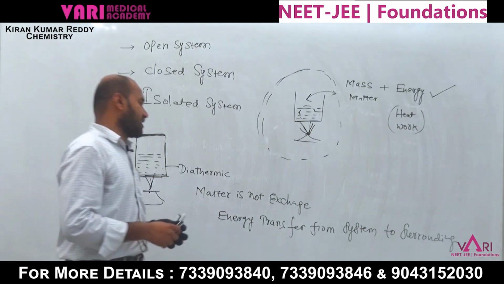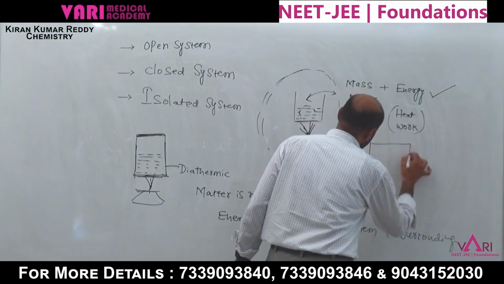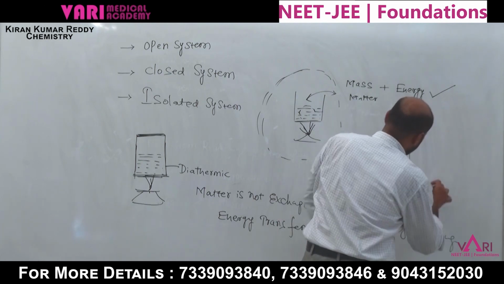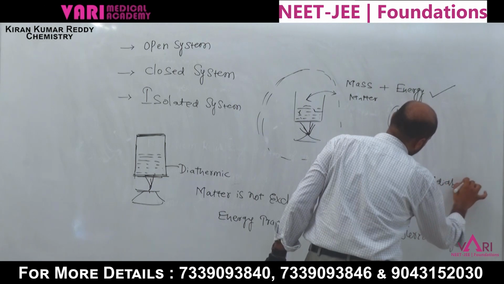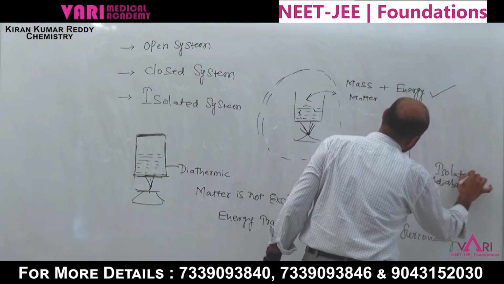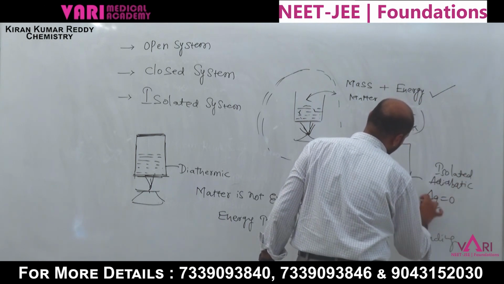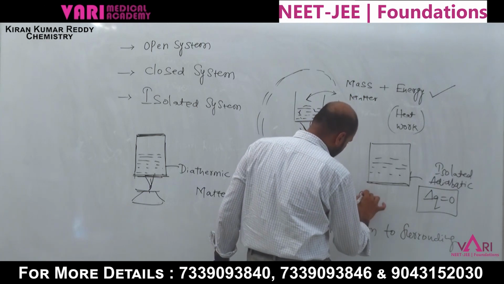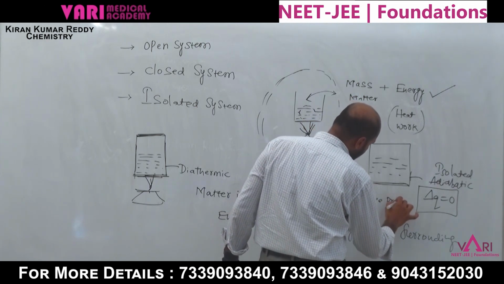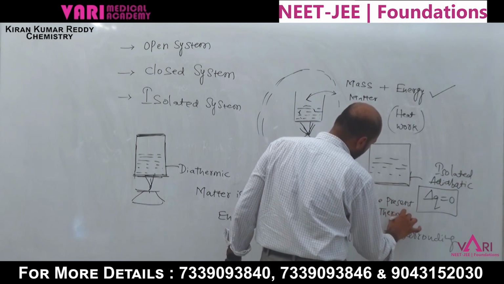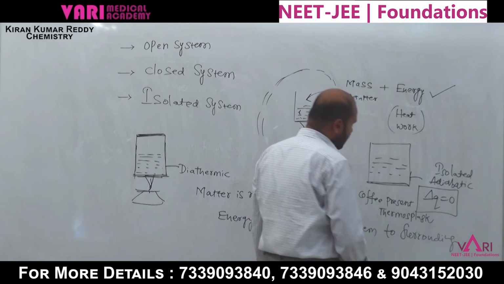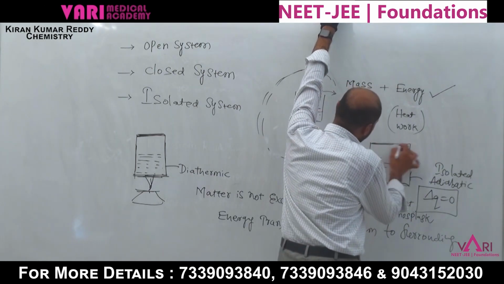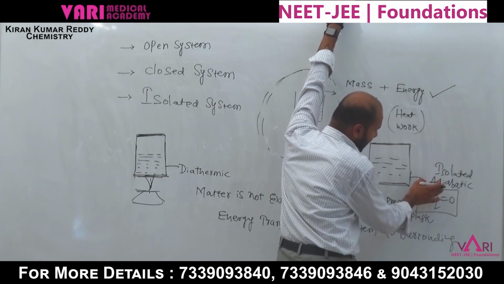If you take an isolated system, the boundary is made of adiabatic material. Here delta Q is equal to 0. The example of an isolated system is coffee or tea in a thermos flask. Here it is a closed vessel, but the boundary is an adiabatic boundary.